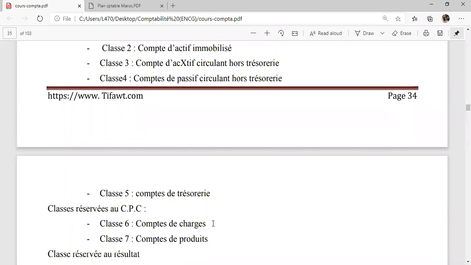For instance, a loan to someone, and we ask them to pay the loan with a certain amount of interest. So that interest is a gain to us. It's an income, so it's classified under the produit. I hope that sums it up for class 7, for the compte de CPC, which is 7 and 6.